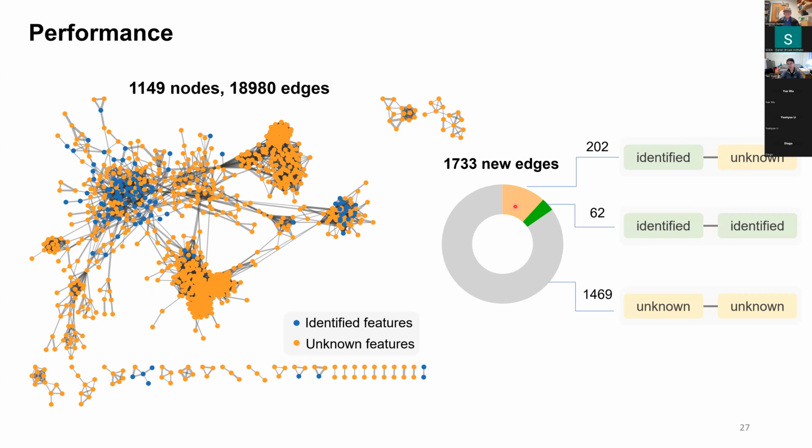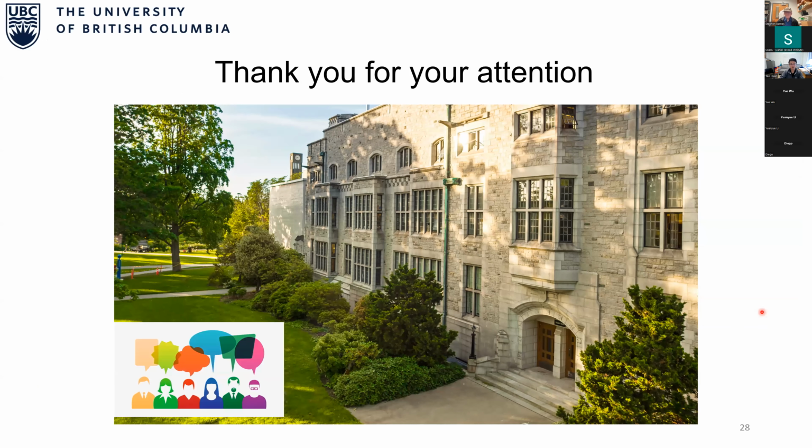And after this purification, we find that we can establish another 1,733 new edges, and among them we get an extra 200 connections between the identified metabolites and these unknown compounds, and also 62 between identified compounds due to the improved spectral quality. And more impressively, we find over 1,400 new spectra-unknown relationships that have been newly established after purifying the MS. So with that, it's my short presentation about these two works, and I'm happy to take your questions. Thank you.